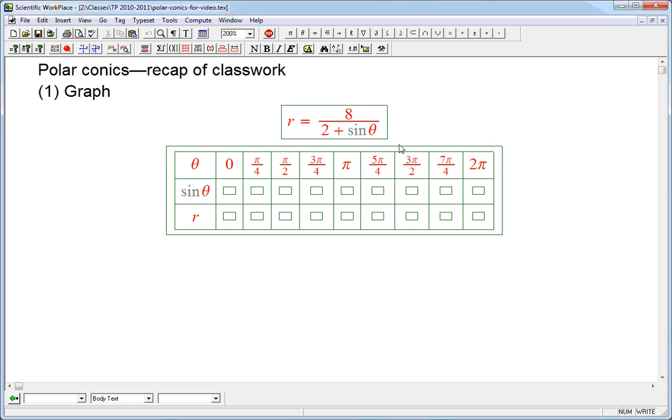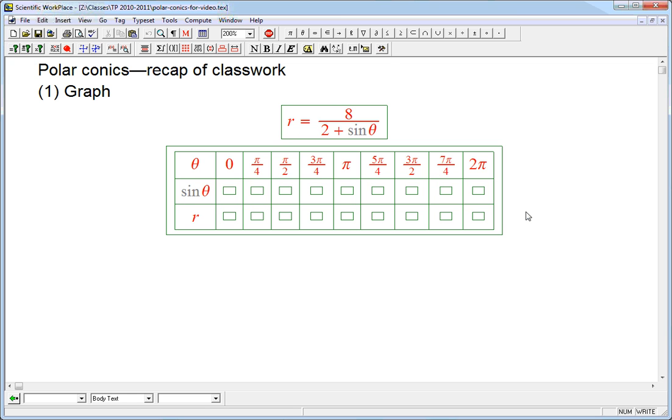The first one was r equals 8 divided by 2 plus sine theta. It looks like it should be more complicated than the one I did in the other example because of the division, but it actually turns out to be quite a bit nicer in some ways. So let's just fill out a table of values. I suggested just doing 0, pi over 4, pi over 2, 3 pi over 4, not all the special values, although that would be good practice.